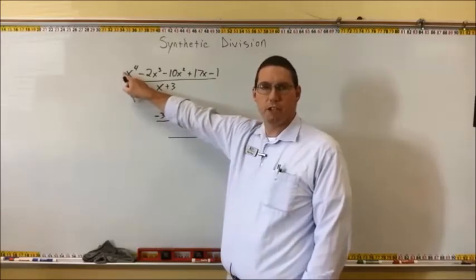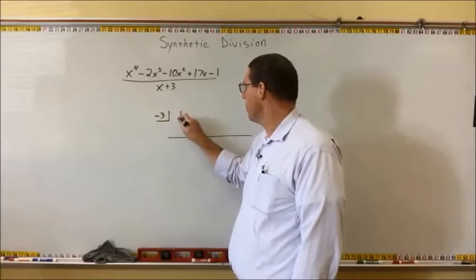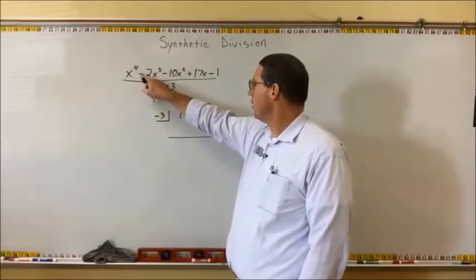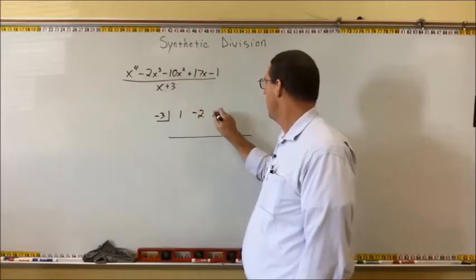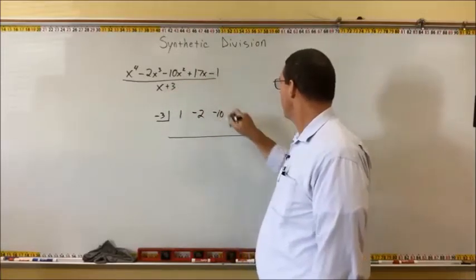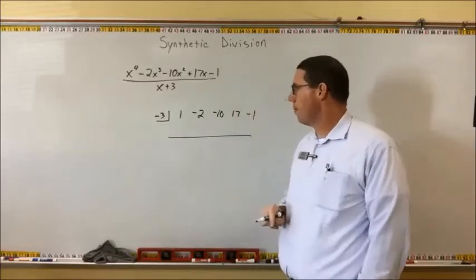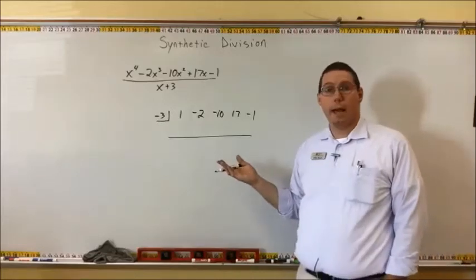What's the coefficient of just x to the fourth? There's a 1 in front of there, right? So we're going to put a 1 here. Then what's the coefficient here? I got negative 2, then negative 10, then 17, then negative 1. All right, there's all my coefficients and my constant at the end. So I'm set up. Now I'm going to execute.